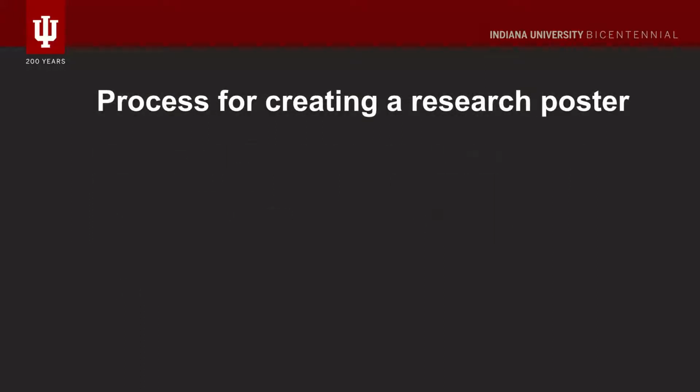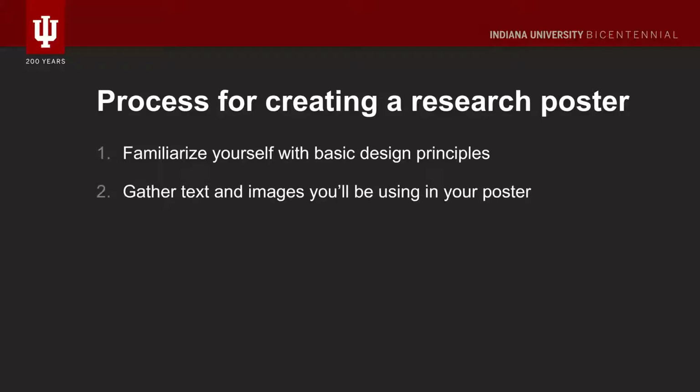Now that you know to focus on your audience and your message, and now that you have an idea of what your poster should contain, how do you get started? Well, here are four steps that will help you start your poster creation process. First off is familiarizing yourself with basic design principles, and that's going to be the bulk of today's presentation. Next is gathering text and images that you'll be using in your poster. Your text is likely going to be an expanded abstract. We'll talk about this a little further when we get to the text part of creating our posters.